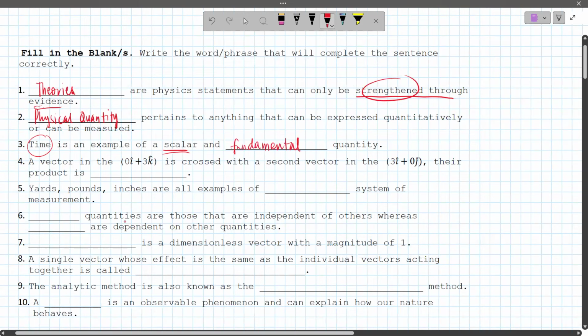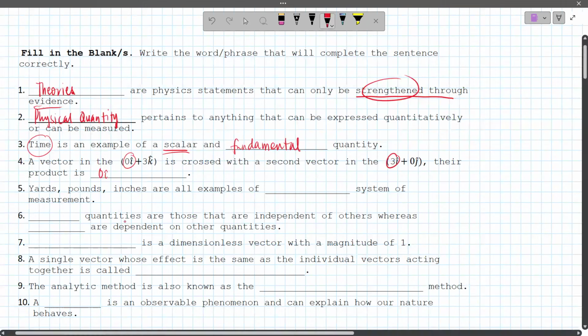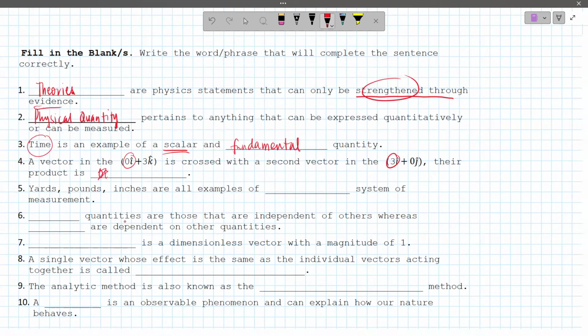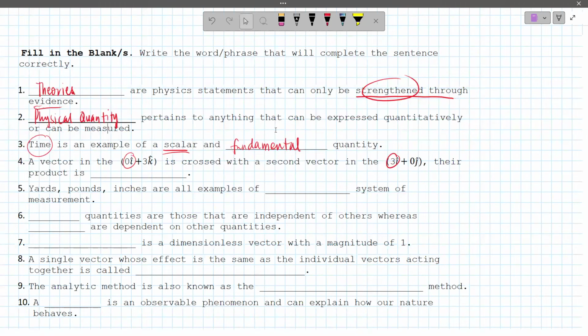Next, a vector is crossed with a second vector. Their product is... even if it wasn't stated in our class, we can see whether it is a cross product or a scalar product. You have 0 i hat times 3 i hat, that will just give you 0 i hat, no factor. Then 3k times 0 j, nothing as well. Which means that we might need to cross it. I cross I, not possible.